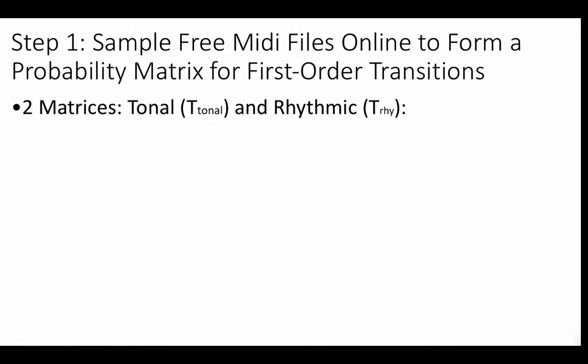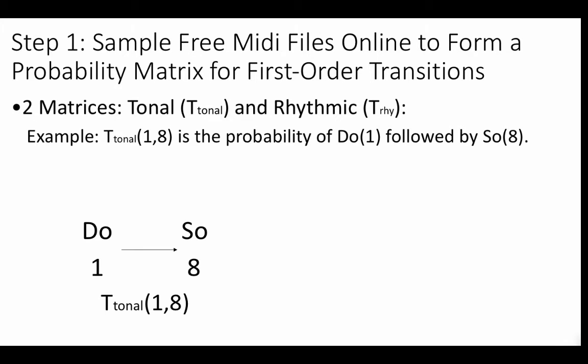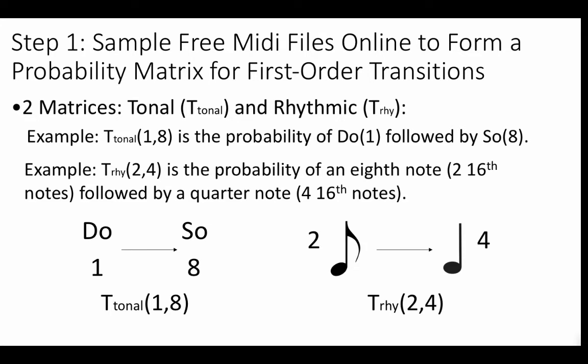The algorithm is as follows. First, we statistically analyze free MIDI files online to construct probability matrices of first-order transitions in tone and rhythm. For example, T-tonal 1-8 is the probability of scale degree 1, or do, to be followed by scale degree 8, or so. Likewise, T-rhythm 2-4 is the probability of an 8th note, which is 2 16th notes, to be followed by a quarter note, which is 4 16th notes.